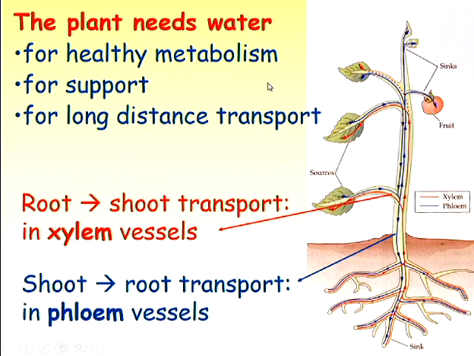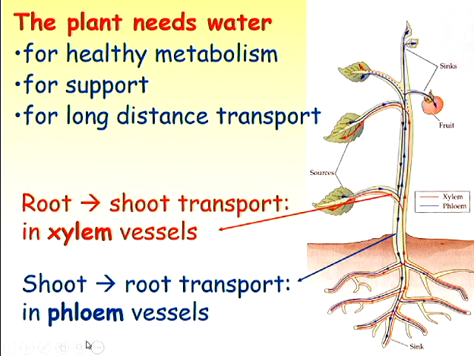And to reiterate, plants need water for healthy metabolism because all these biochemical reactions happen in water, and they need to have optimal solute concentrations for them to happen. You cannot just have a lot of water lost and all the concentrations are off and things don't work anymore. Plants also need water to remain turgid, so support of the cells. And they need water for long distance transport. So in the xylem and the phloem, they have to have water movement to make that happen.